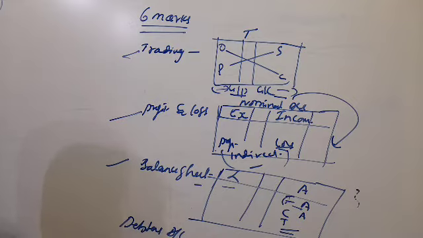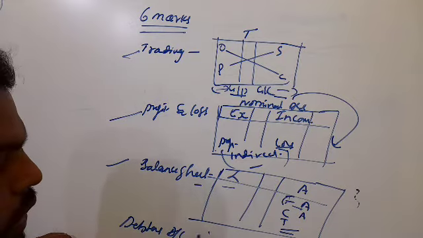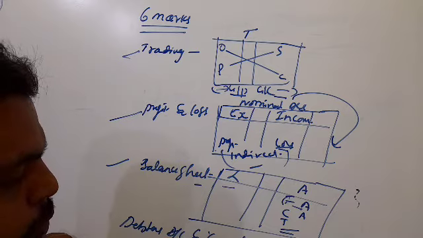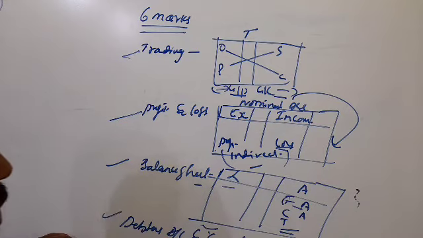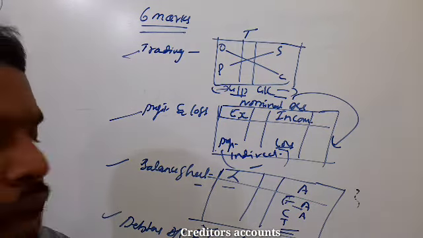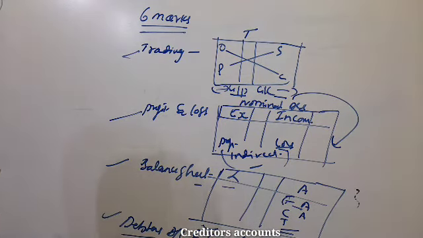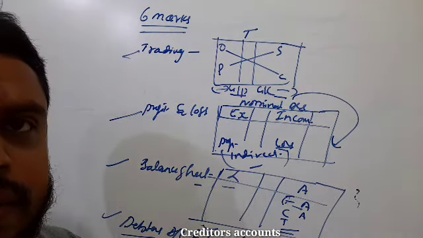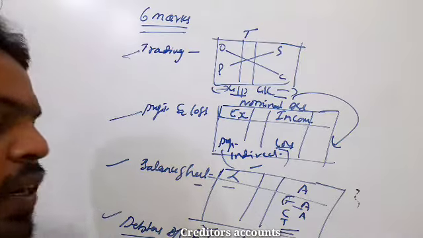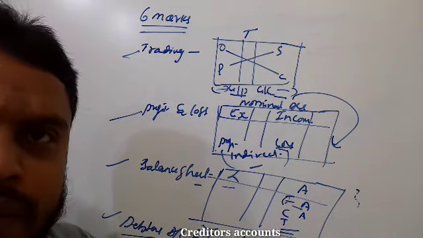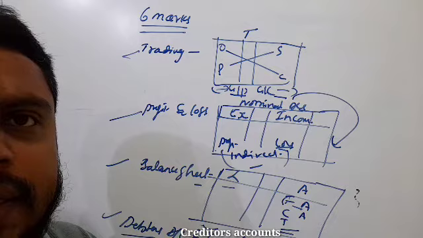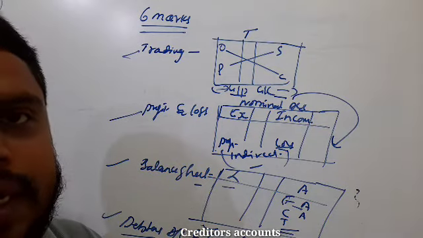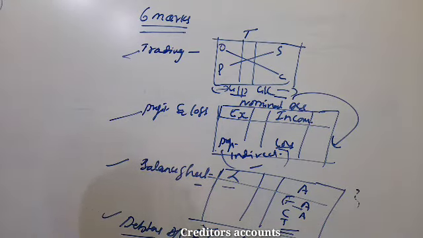Next, debtors account. Debtors and creditors account. This topic is there in incomplete records, that is the single entry system. Debtors account is prepared to find out credit sales, opening debtors, closing debtors. And creditors account is prepared to find out credit purchases, opening creditors and closing creditors. So these are the 6 marks topics.